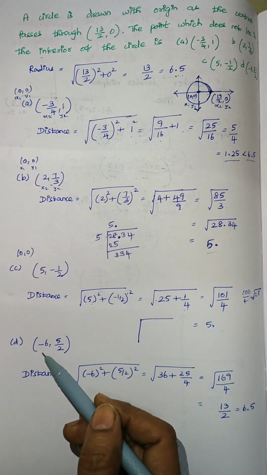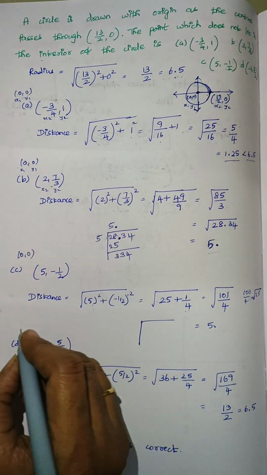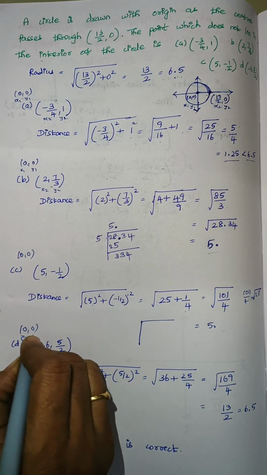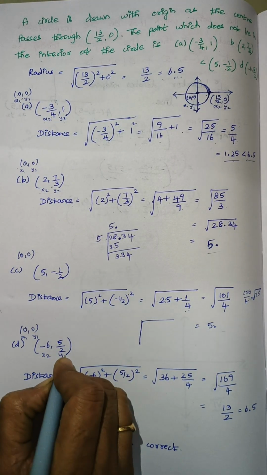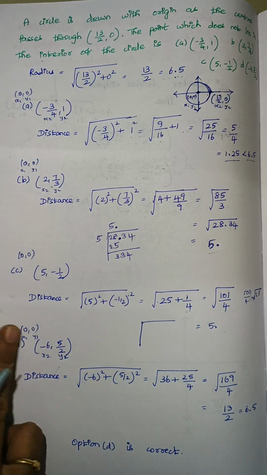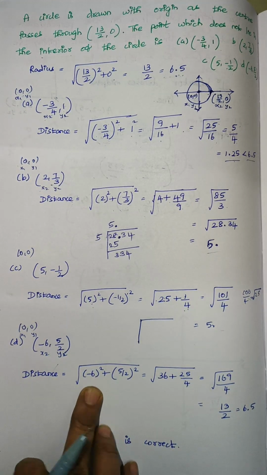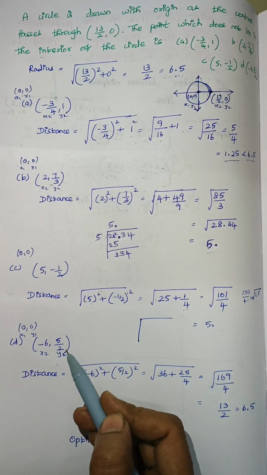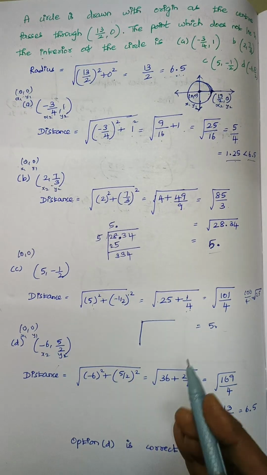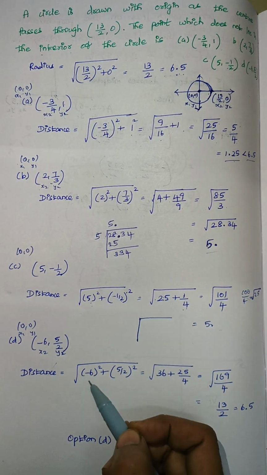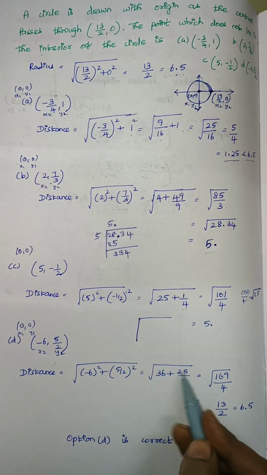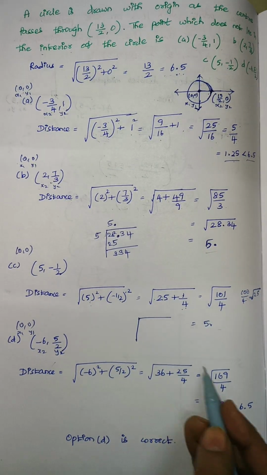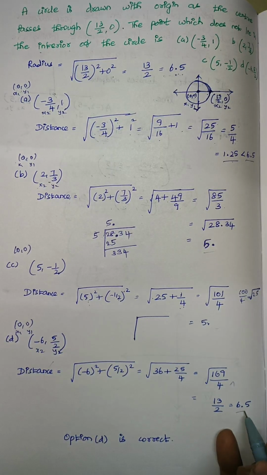Next we are going with minus 6 comma 5 by 2. Again the same thing: this is my x1, y1 and this is my x2, y2. So minus 6 minus 0 the whole square, which is minus 6 square, and 5 by 2 minus 0 the whole square, which is 5 by 2 square. So 6 square is 36 and 5 by 2 whole square is 25 by 4. Once you simplify, you get the answer as 6.5.